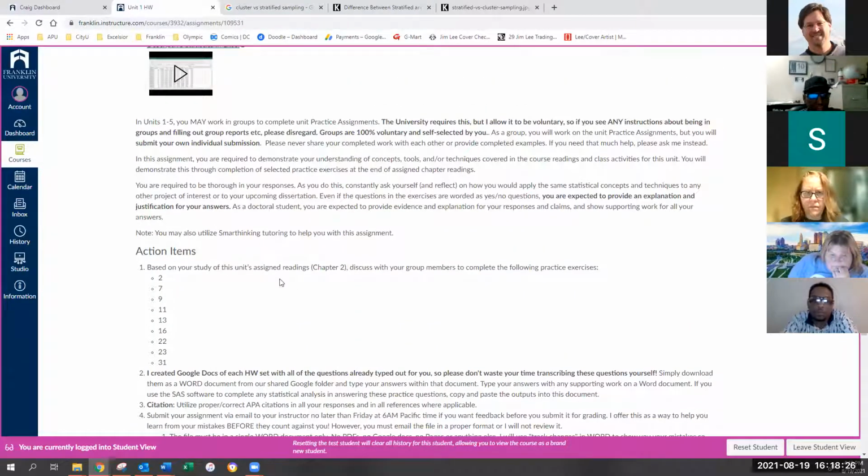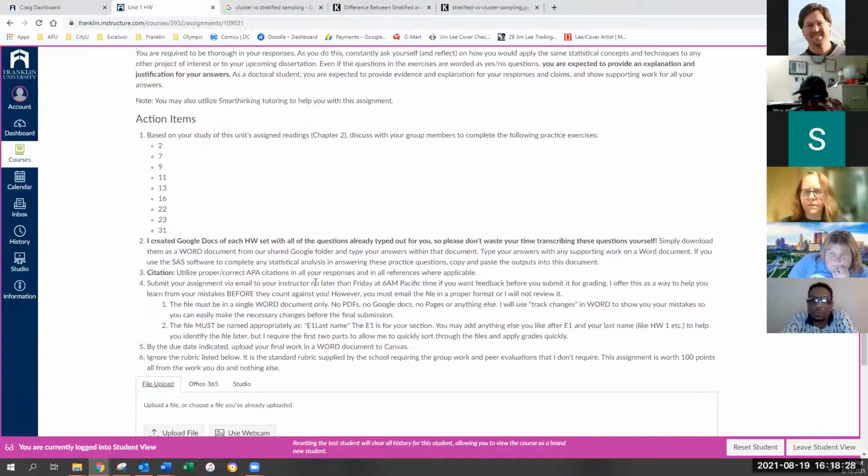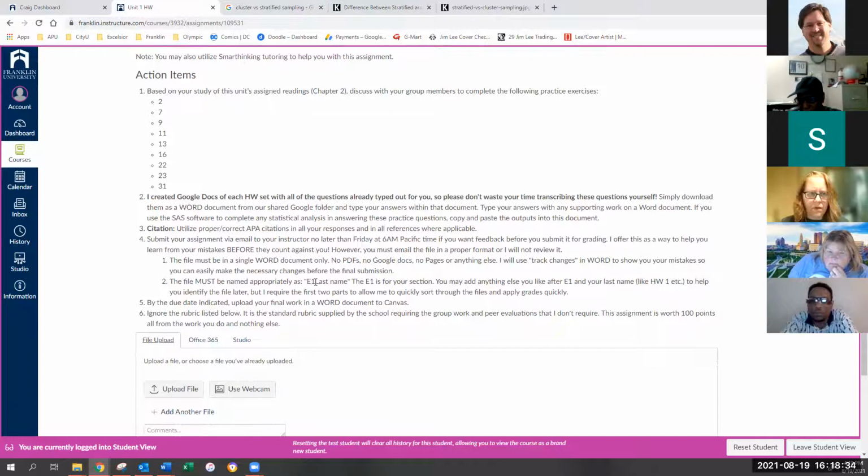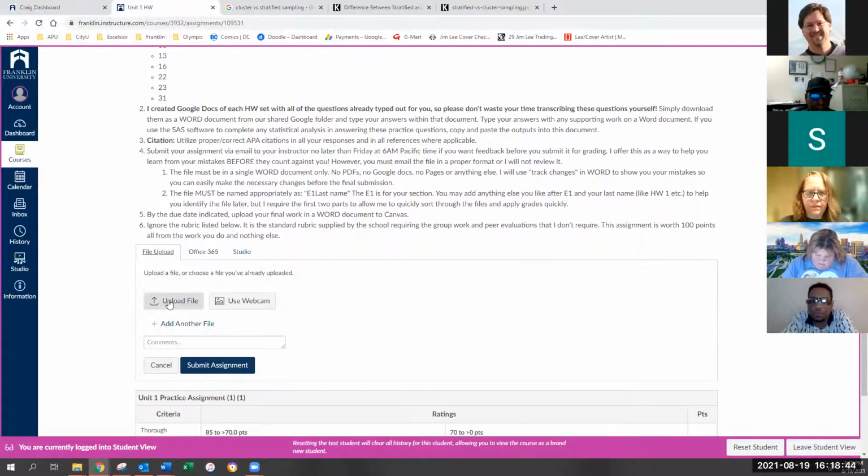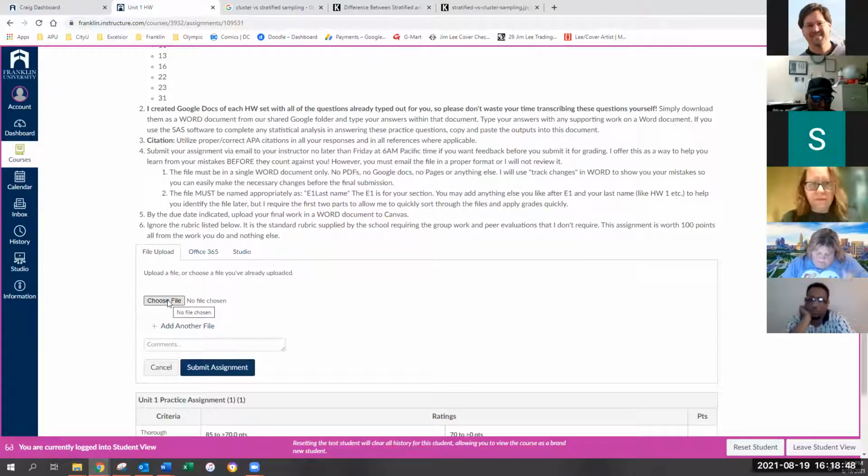When you open the assignment, you are going to answer all those questions. Where do I put it after I finish? Okay, so once you've answered all of these questions and written everything up into a Word document, you click right here where it says upload file. Then it says choose file.